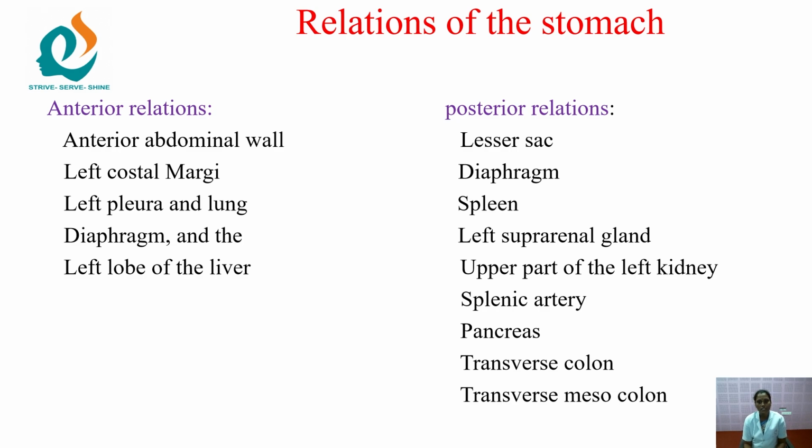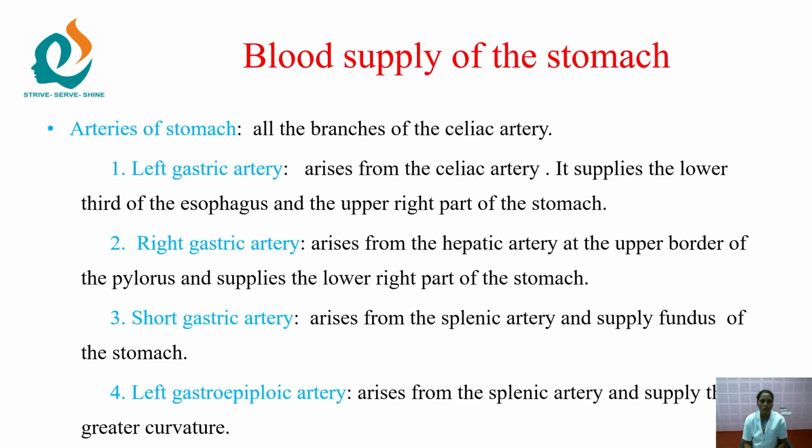Then the posterior relationship: lesser sac, diaphragm, spleen, left suprarenal gland, upper part of the left kidney, splenic artery, pancreas, transverse colon and transverse mesocolon. These are all the things present in the posterior part of the stomach. That's all about the relationships of the stomach.